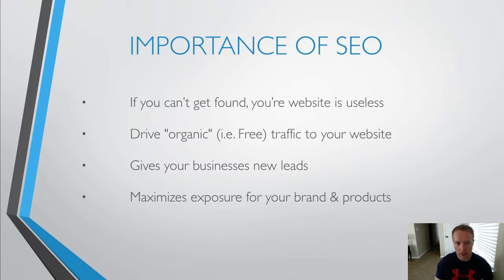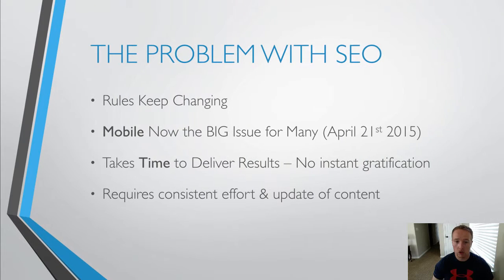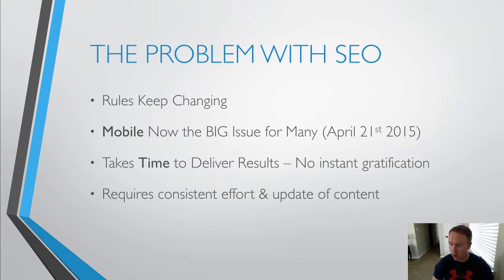But there are problems with SEO that you guys need to be aware of. First is that the rules keep changing. Google especially is notorious for changing up their algorithm without any notice and impacting millions of websites around the world who've maybe worked really hard to get their SEO up onto the top, first page or whatever, and suddenly they're hit with some sort of new algorithm rule which knocks them out of it. For example, mobile is now the big issue for many. On April 21st, 2015, Google released their latest algorithm, and what that meant was websites which were not mobile optimized, i.e. could not be viewed or did not tick a lot of the boxes that Google have as their rules for mobile optimization, suddenly got kicked out of the rankings.